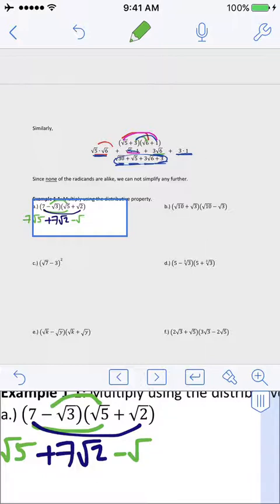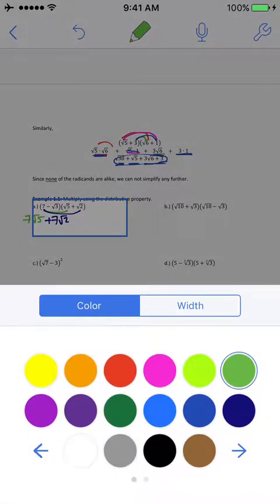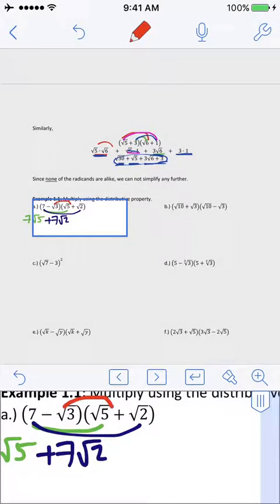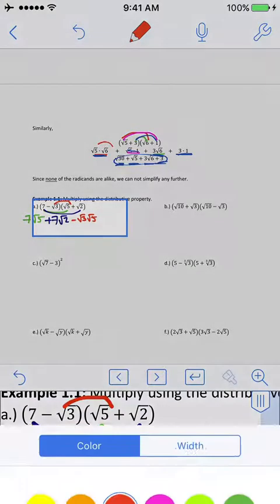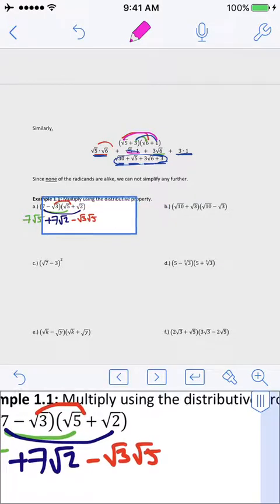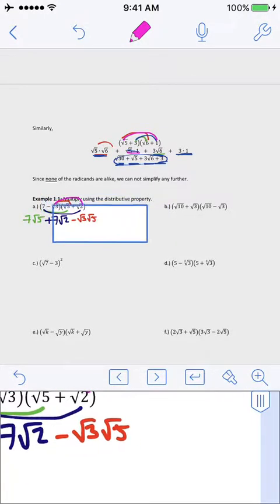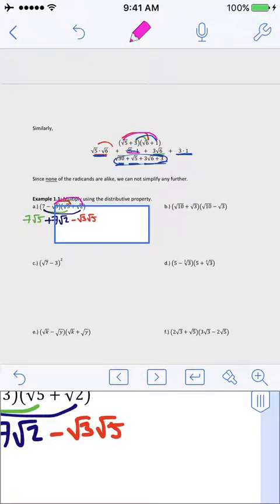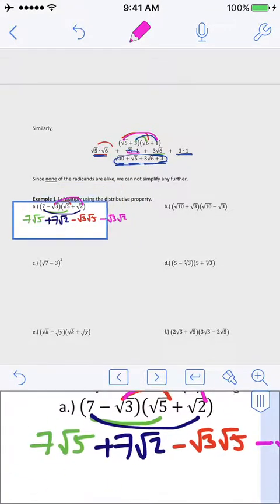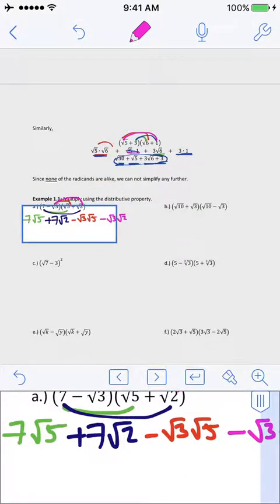Oops, I don't want to use green. I already used green. Let's do red. So negative root 3 times root 5. And then the last one, negative root 3 times positive root 2, negative root 3, root 2. Okay, I've got 4 different terms, 4 different combinations. Easy peasy.